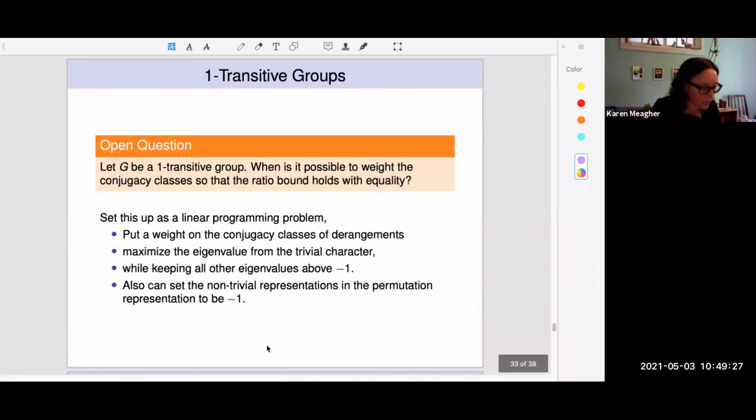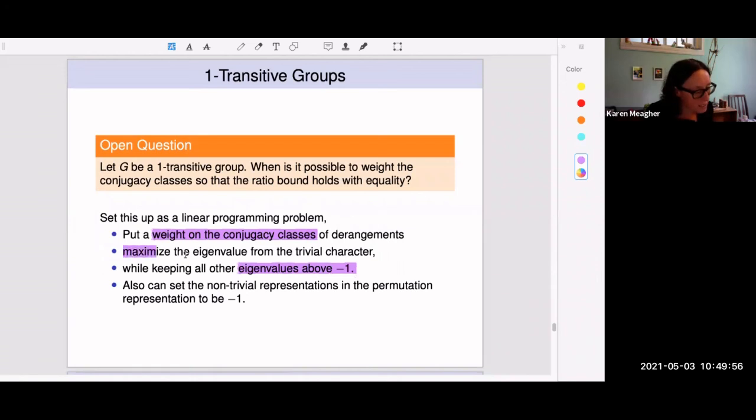So for one transitive groups, we never get this handy irreducible representation giving us the right eigenvalue for the ratio bound. So you can ask, when can we put a weight on the conjugacy classes so that the ratio bound will hold with equality? My trick is to set a weighting on the conjugacy classes and then force all of the eigenvalues to be at least -1.